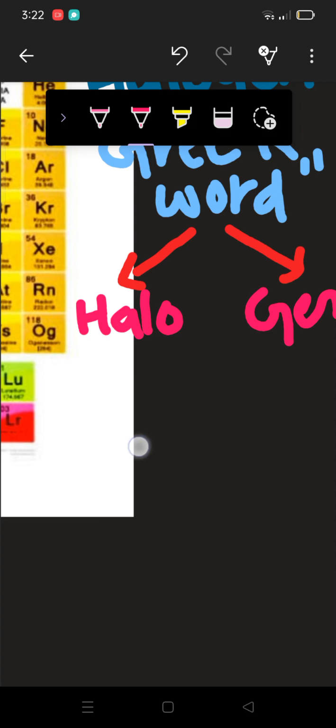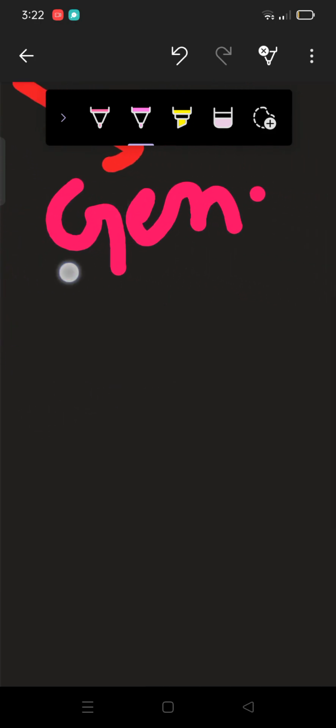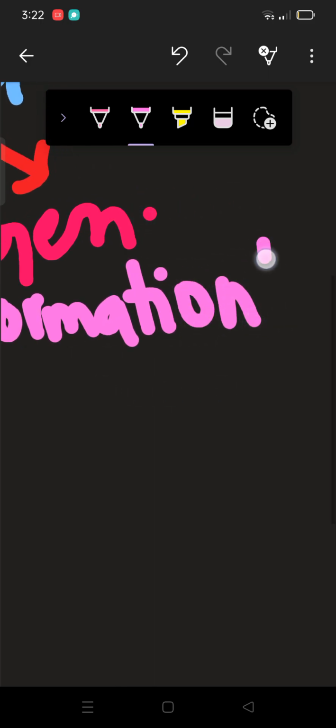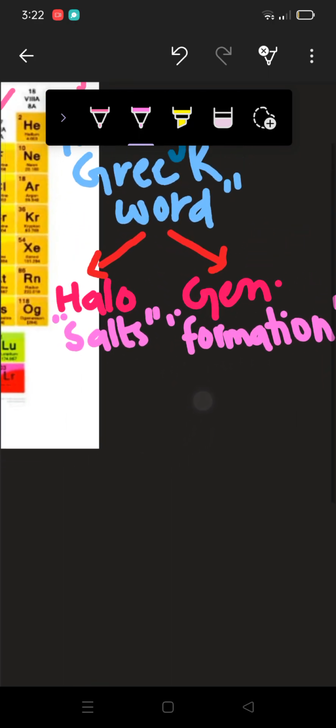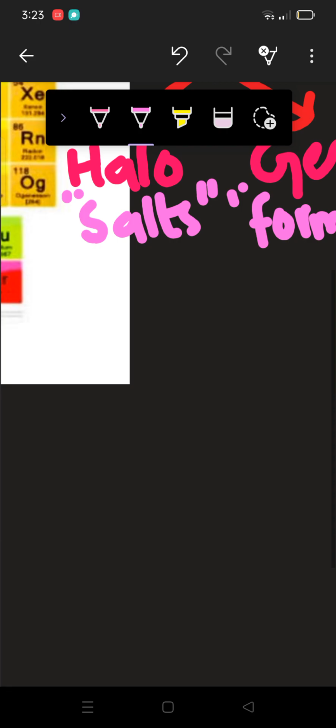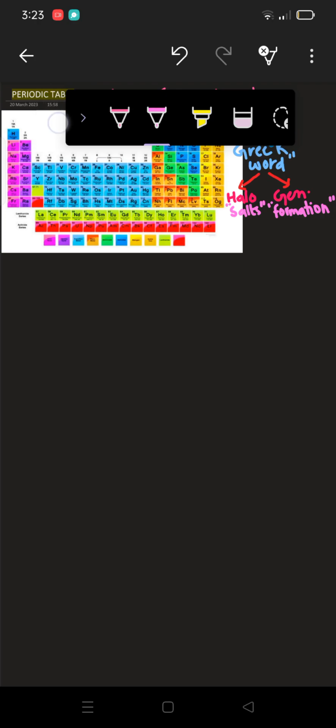Halo means salts, and gen means formation. So what is the overall meaning of halogen? The overall meaning of halogen is salt former or salt formation. Alright, salt former or salt formation is the overall meaning of halogen gases or halogen.